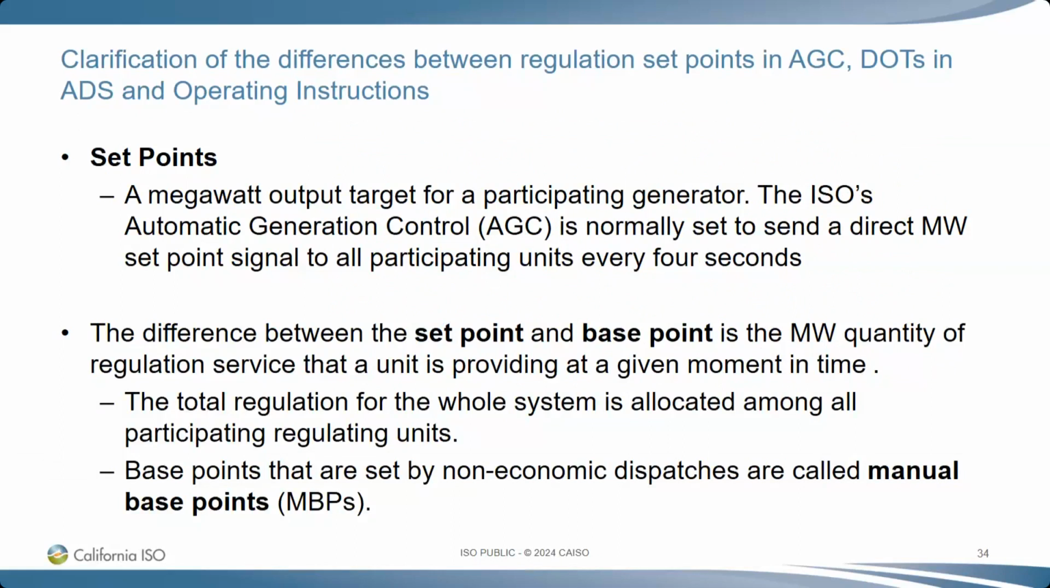A little bit about the differences that you'll see for your set points in AGC, that automatic generation control. There are going to be set points in there, and set points are a megawatt output target for a participating generator. The ISO's AGC is normally set to send a direct megawatt to the participating generator. This goes every 4 seconds. That's why when we talk about your resource needing to be on AGC, the system is sending out, it's kind of like if your car's on cruise control and it's trying to keep you at that 60 hertz, these instructions for regulation every 4 seconds. If that's not working, then your resource is not able to respond to that.